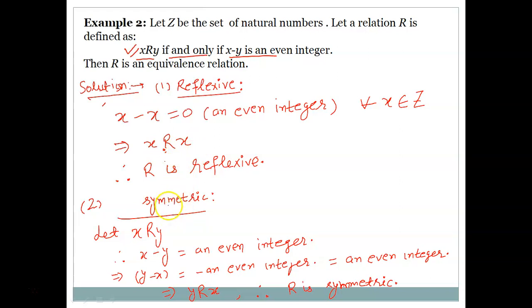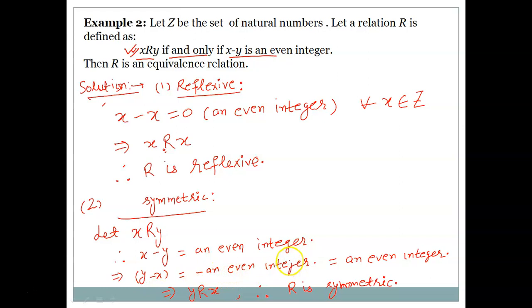Now come to the symmetric property. You consider x related to y. What does it mean according to the definition? x related to y means x minus y is an even integer. So we can write x minus y equal to an even integer. Take the minus sign common here, so it becomes minus of (y minus x), and take that minus sign of the left hand side to the right hand side. So you can say y minus x is minus of an even integer.